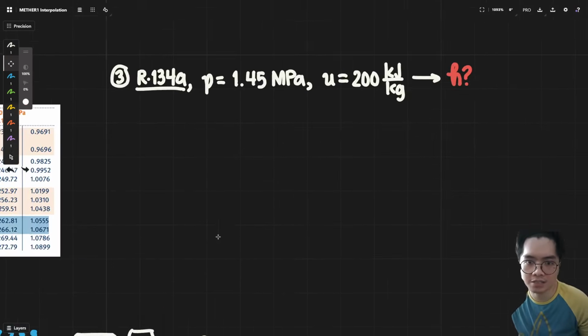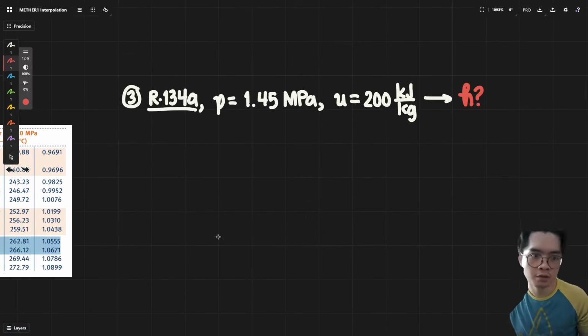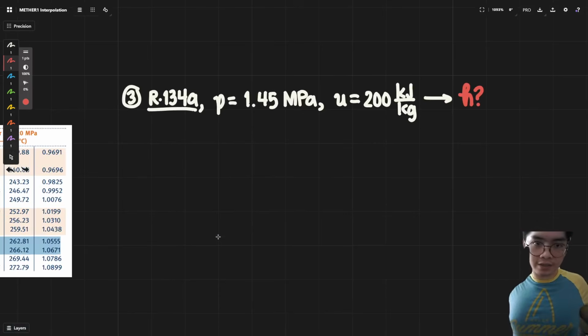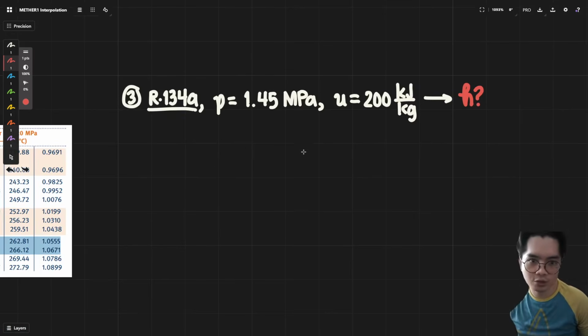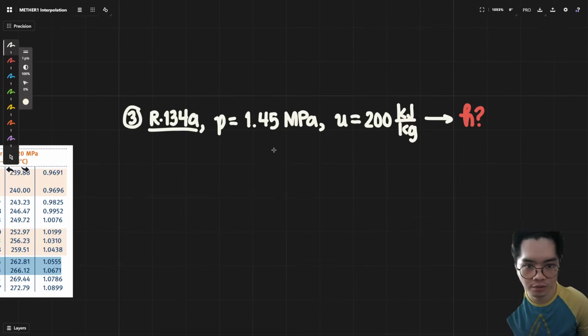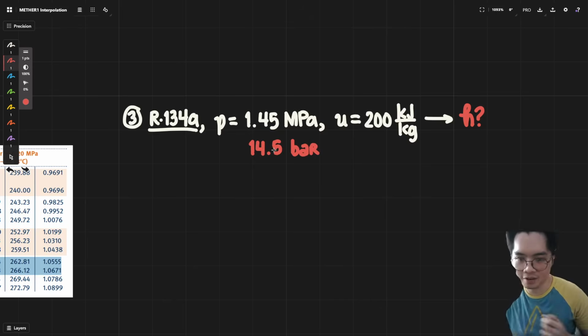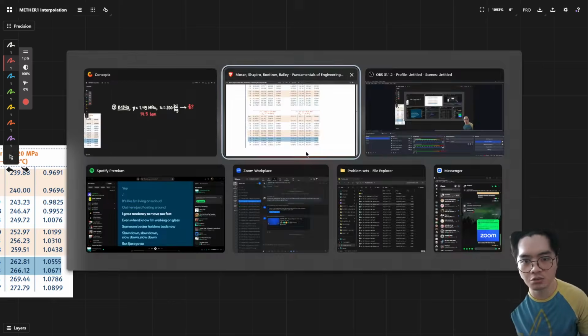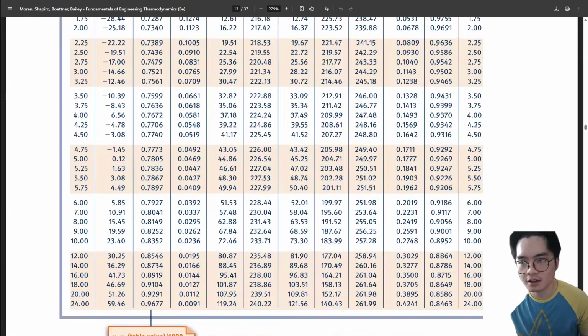And last bit, number 3, here is the hardest part of them all. R134A, you have 1.45 MPa, which translates to 14.5 bar. So you're already shaking in your boots. That doesn't sound like it has a very nice row for it, so we need to look at this first in the saturated tables.